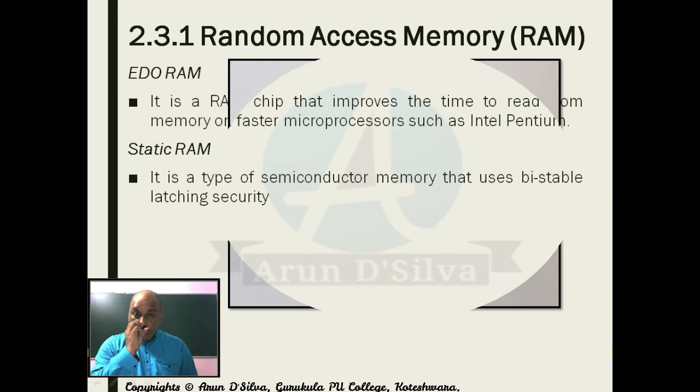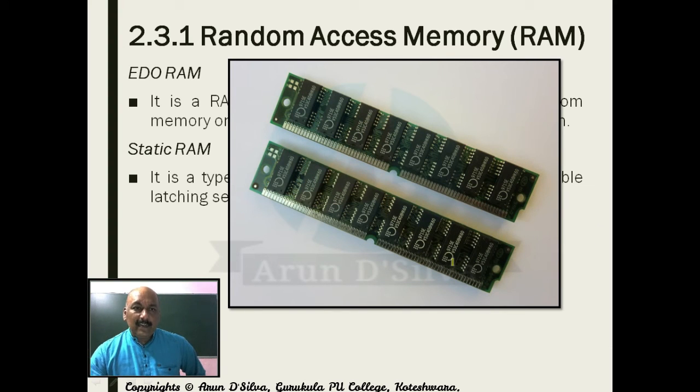Let me show you the picture. This picture is about EDO RAM. So this is what it looks like. These are the ICs, integrated circuits, which hold the information. There are two slots here, this is one slot and this is one more slot. And the data will be stored in these ICs.